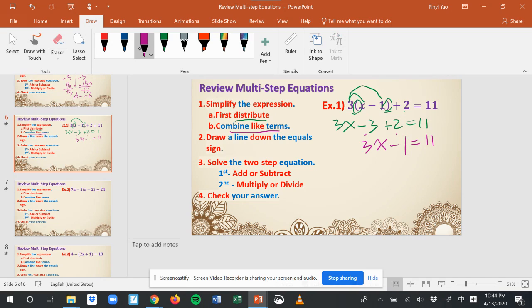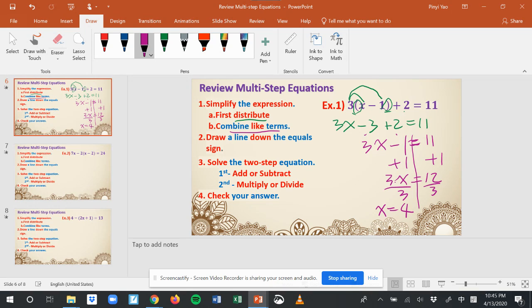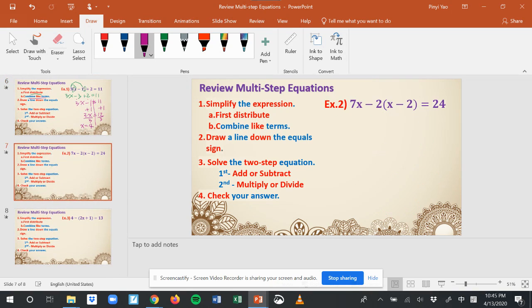Let's draw the line. And now we need to get rid of the negative 1 because it's further away from x. So add 1 on both sides. We got 3x equals 12. And then divide, since it's 3 times x, divide both sides by 3. We got x equals 4. That is our final answer. 2 more examples. Same thing.